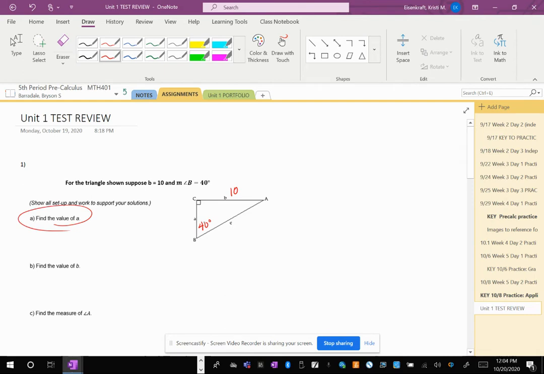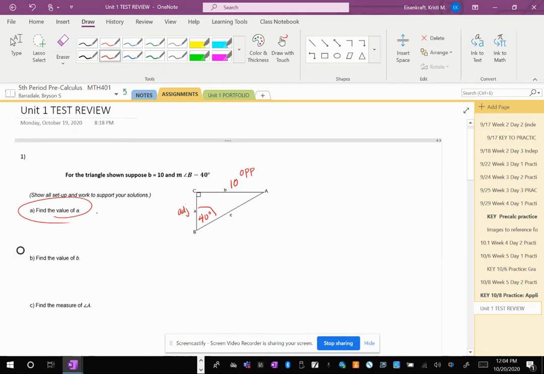Well, in reference to this angle, our 40 degrees, 10 is the opposite, and they're asking us for A, which is the adjacent. So opposite and adjacent is a tangent ratio. So we are going to write here the tangent of 40 degrees is equal to 10 over A. Now, when you're solving and the A is in the denominator, you're going to have some issues. You have a little extra step to do.